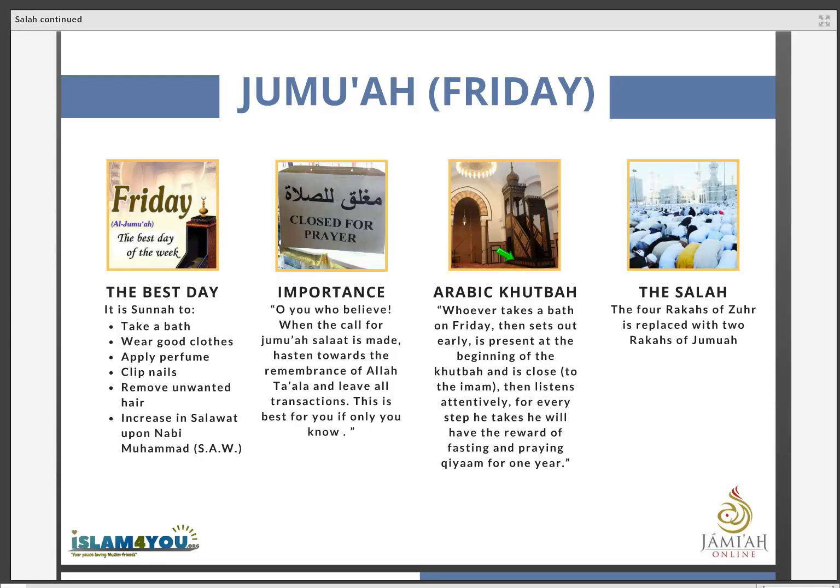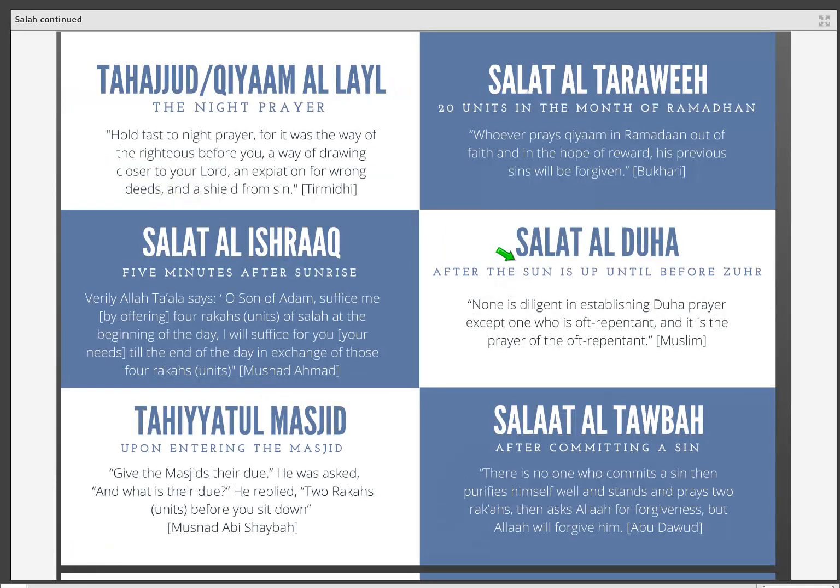And then comes the prayer. We mentioned that the 4 rakats of Dhuhr are replaced with 2 rakats of Jumu'ah. So the congregational prayer that we're performing together is 2 instead of 4. So this is with regards to the Friday prayer.